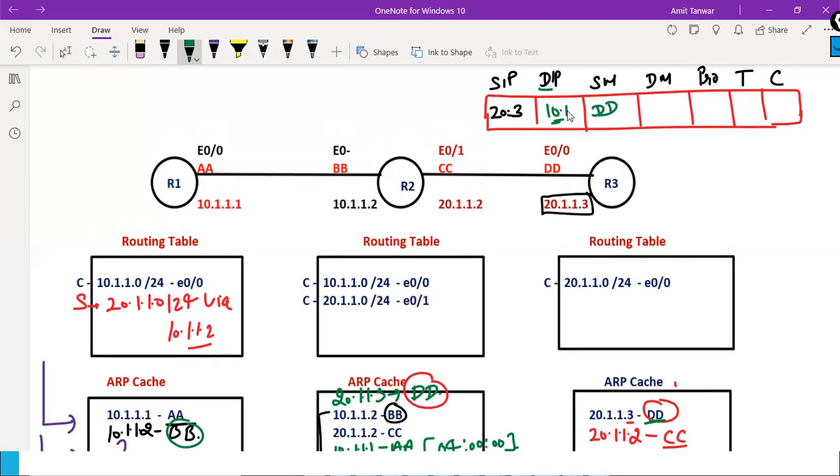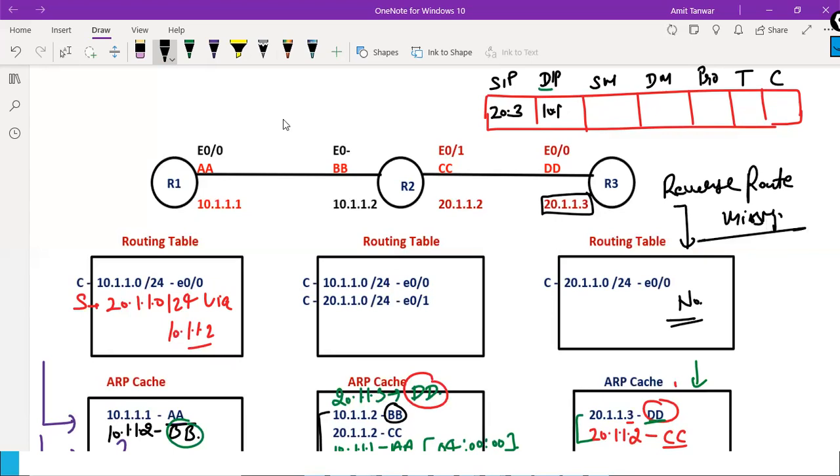What's the destination MAC? It will check for 10.1 in its routing table. It's not there, and obviously that is not possible because this is all about the same network. ARP cache is always about the local network. So then it will check: what's the source IP? 20.3. What's the destination IP? 10.1. Then it will check its routing table. Do you have any routes for the 10 network? The answer is no. Reverse route is missing.